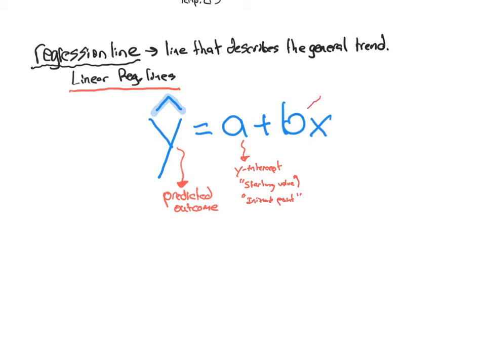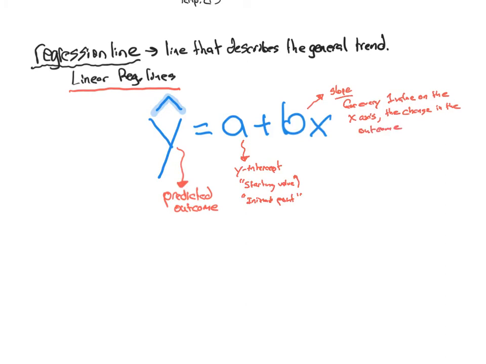Now the b value here is the slope. Recall that slope is, for every one value on the x-axis, the change in the outcome, right?